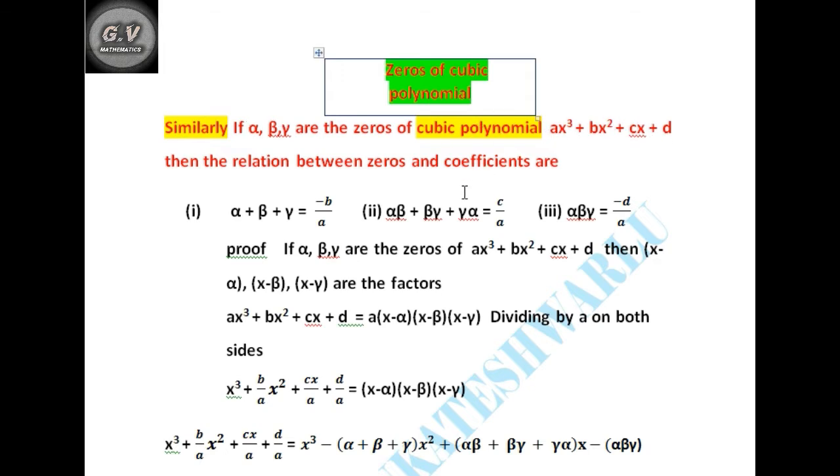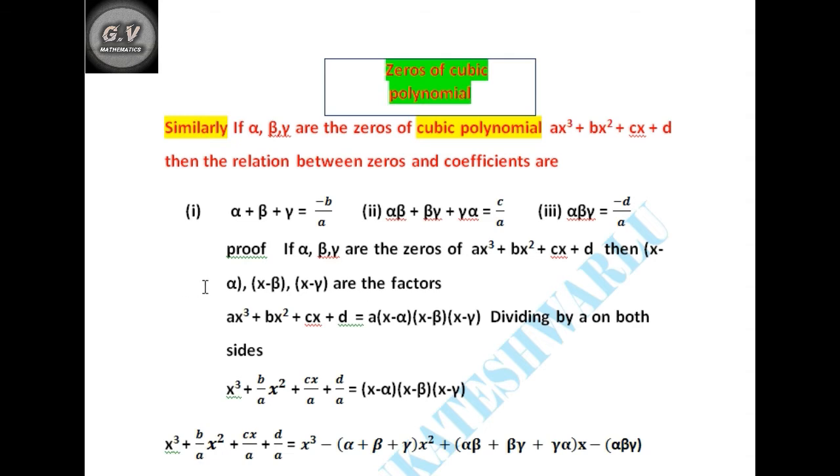Then we are going to derive the relation between zeros and coefficients. So we are going to prove this. Here, proof. Let us look here. At x equal to alpha, the value of this cubic polynomial becomes 0. At x equal to beta, the value becomes 0. At x equal to gamma, the value becomes 0. Therefore, x equal to alpha means x minus alpha is a factor.